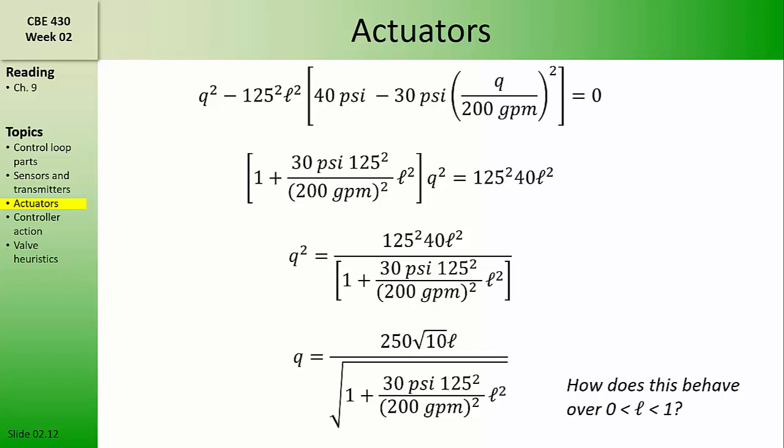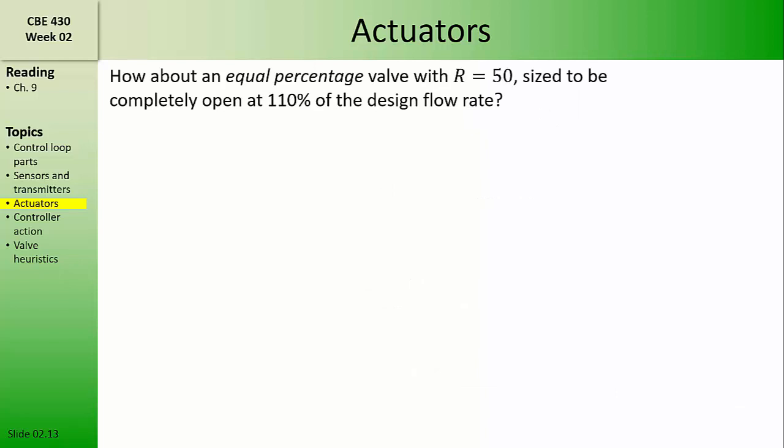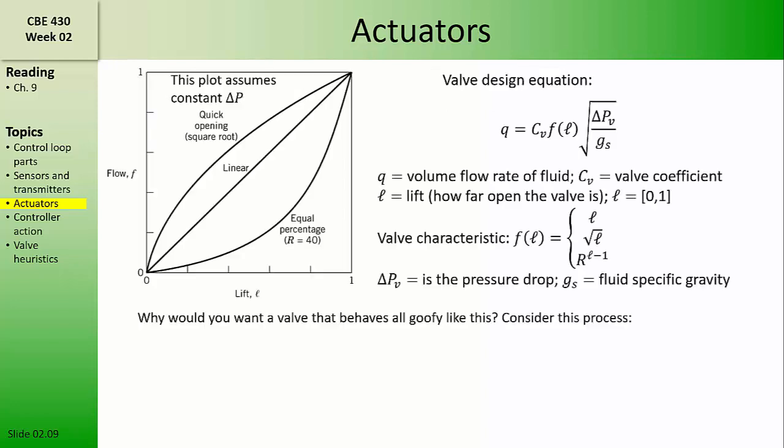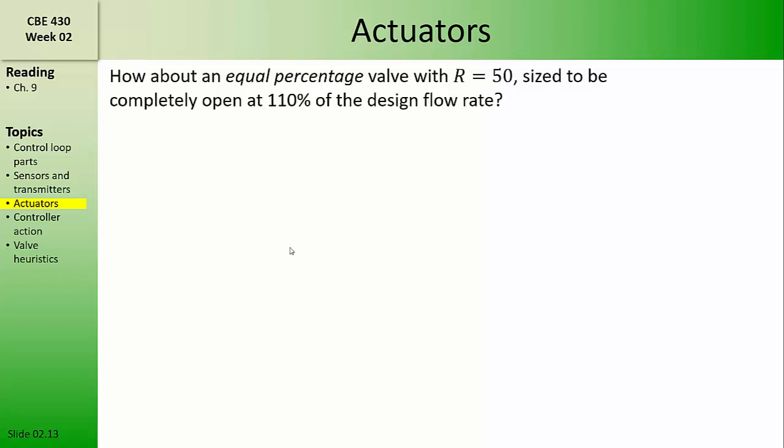Before we do that, we'll design an equal percentage valve. Let's suppose we choose an equal percentage valve with R equal to 50, sized to be completely open at 110% of the design flow rate. Recall that R is a parameter in the valve characteristic equation for an equal percentage valve. In this example, R is set equal to 40. But for this design, we'll use an R equal to 50.